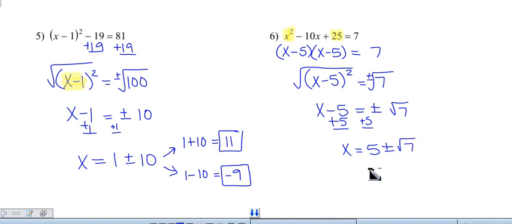This is your final answer, but don't forget, sometimes you will see this separated as 5 plus the square root of 7 and 5 minus the square root of 7. These just mean the same thing.